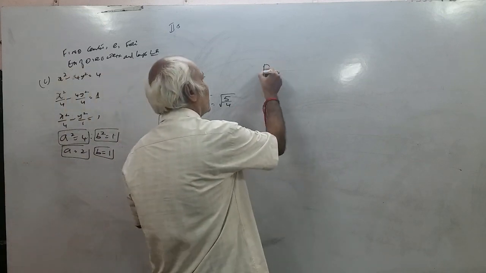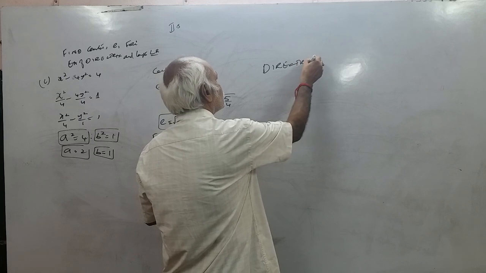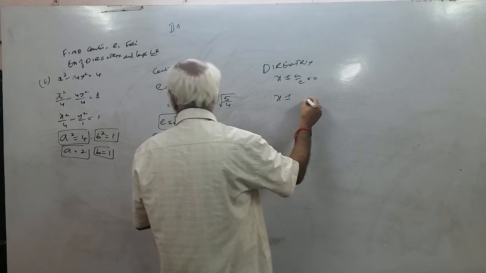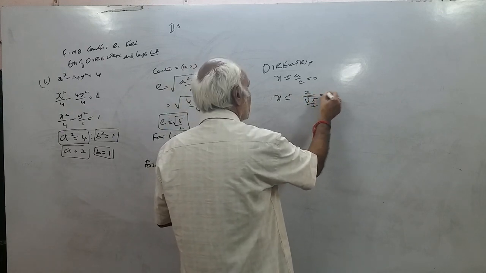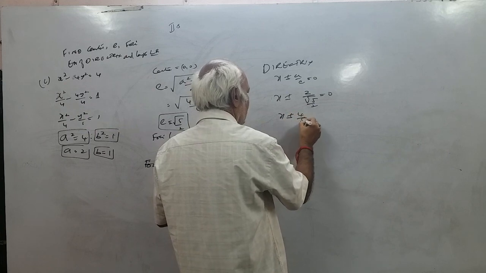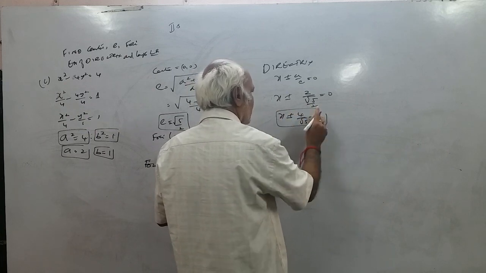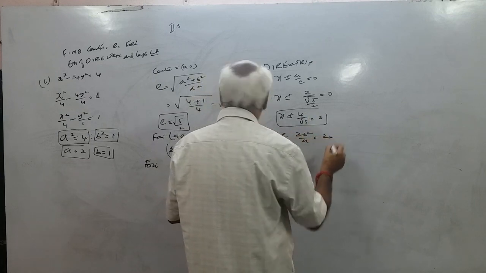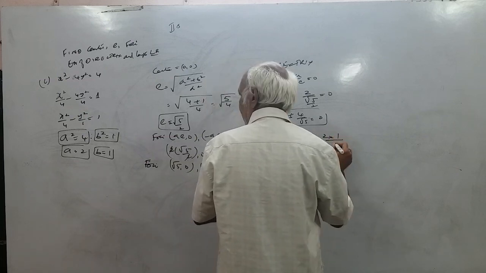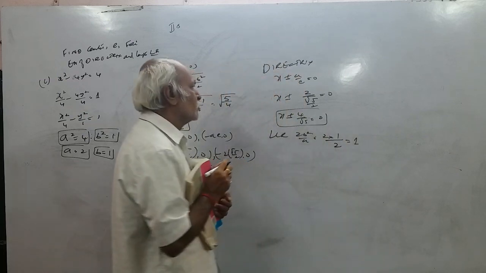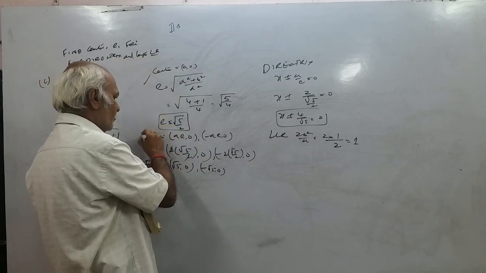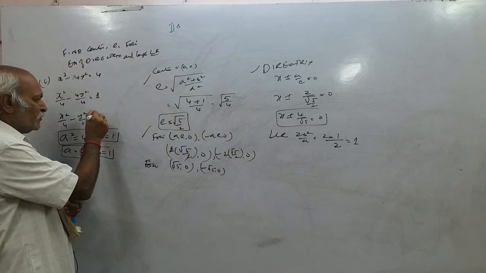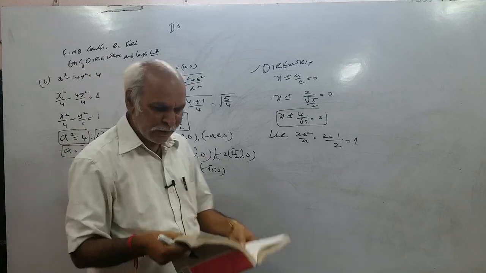Next directrix. x equals plus or minus a by e. x is equal to plus or minus a value 2 by root 5 by 2, which is 4 by root 5. Right? Next, length of lateral rectum is 2b square by a. 2 into b square, what is b square? 1. By a value 2. So what is the answer? 1. So we got e formula, foci, directrix. Right? So here it is a simple method. We have to take these values and convert. Okay. Let us see the next problem.